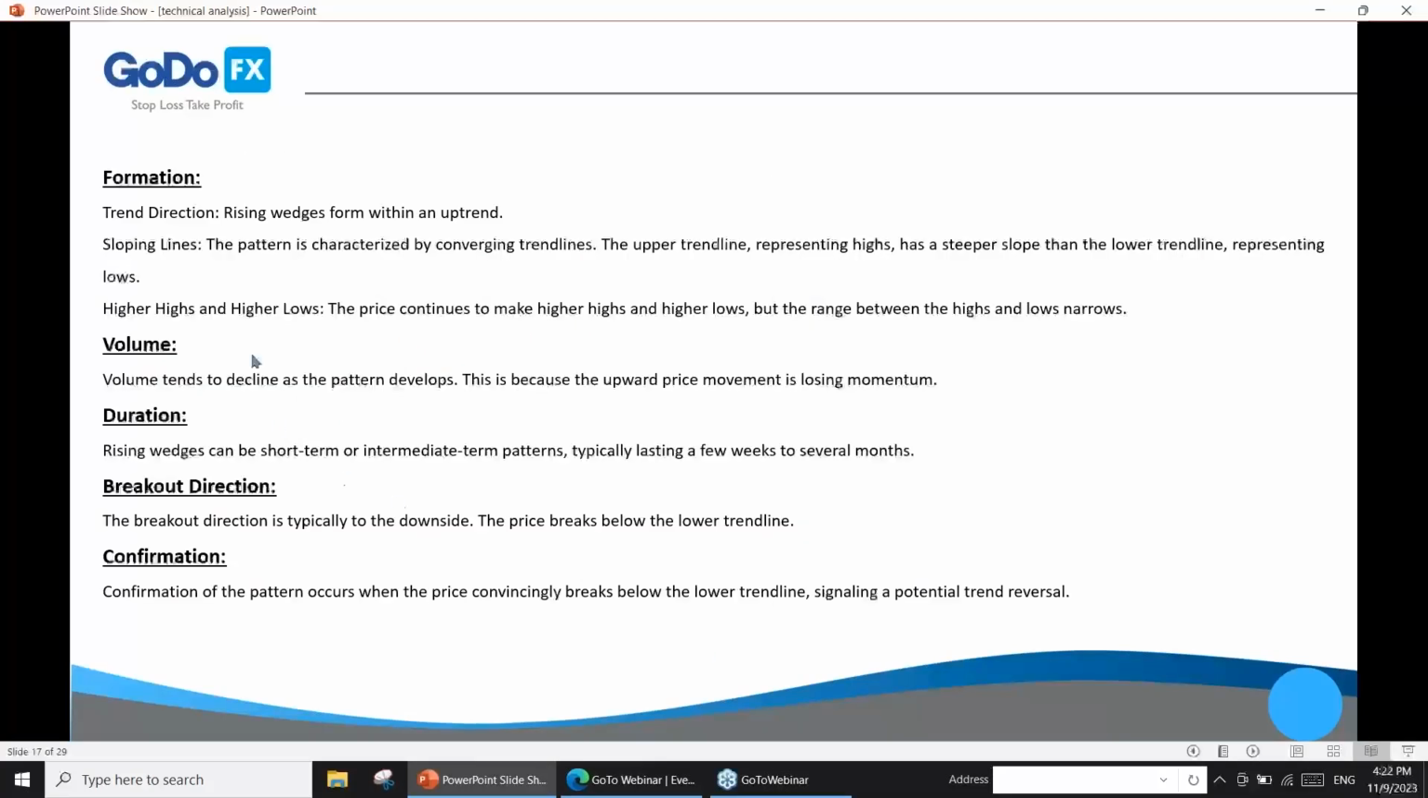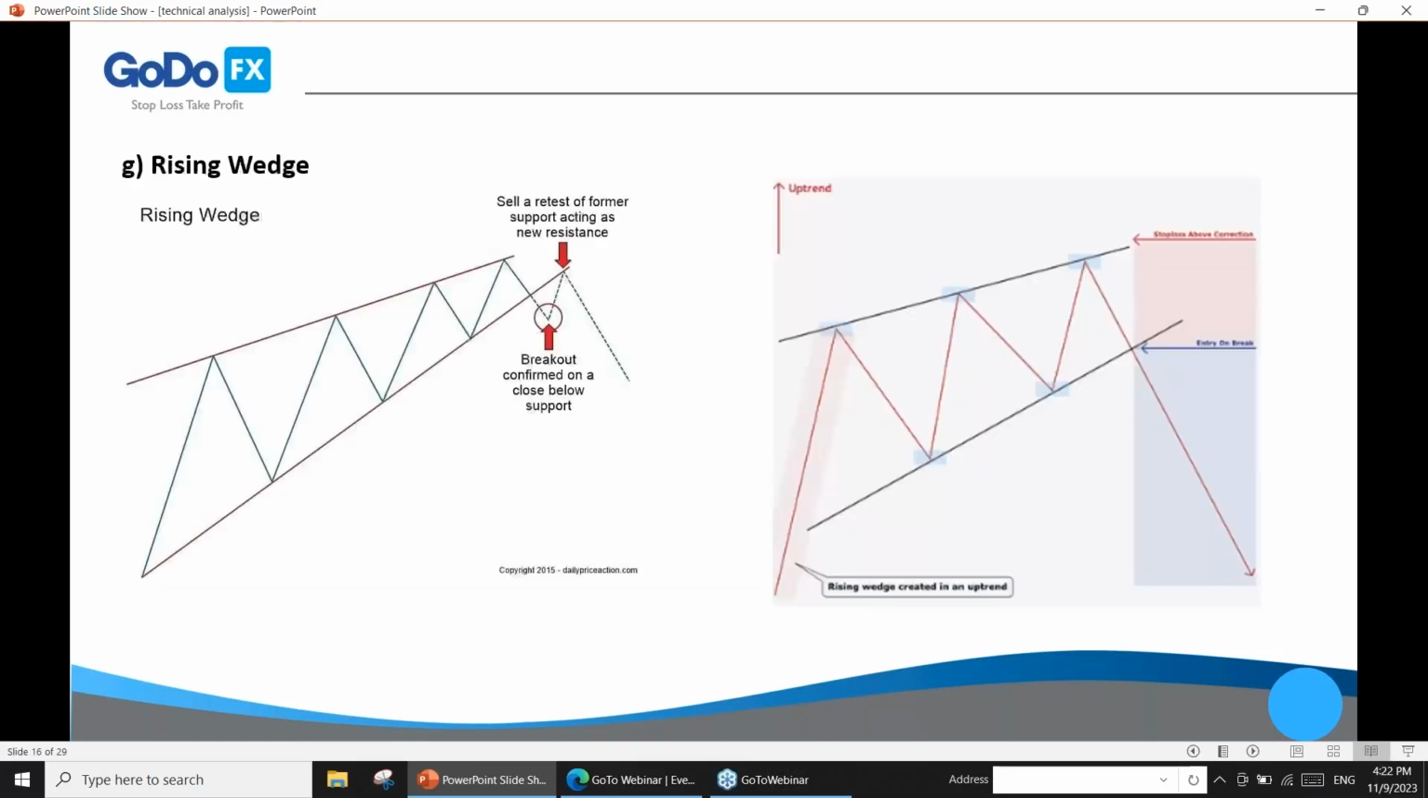Okay. Then the sloping lines. The pattern is characterized by converging trend lines. We're discussing here the form of it. So the upper trend line representing highs has a steeper slope than the lower trend line representing lows. So we're gonna have here higher highs and higher lows.